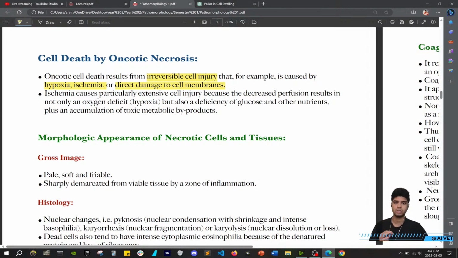Ischemia causes particularly extensive cell injury because the decreased perfusion results not only in an oxygen-deficient hypoxia situation but also in the deficiency of glucose and other nutrients. So first of all, oxygen deficit, other nutrients as well, and then accumulation of toxic metabolic products.